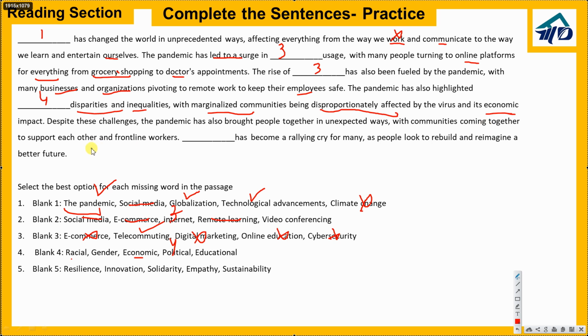With communities coming together to support each other and frontline workers, Dash has become a rallying cry for many as people look to rebuild and reimagine a better future.